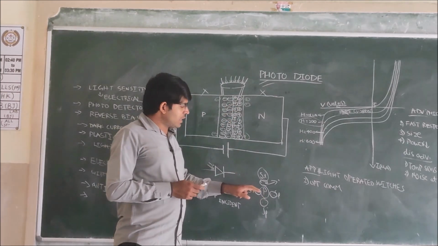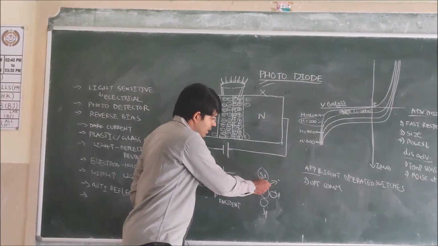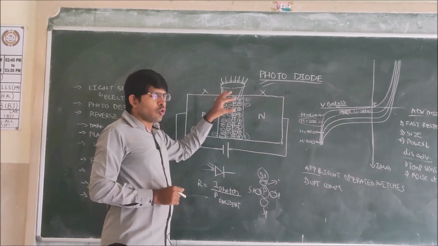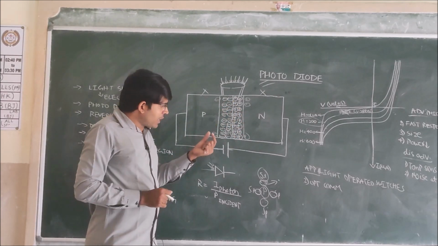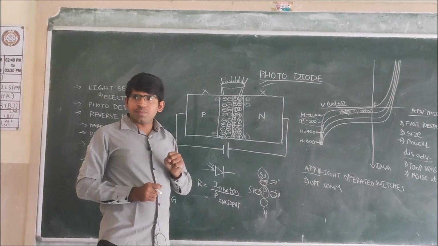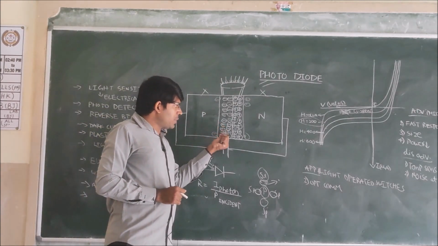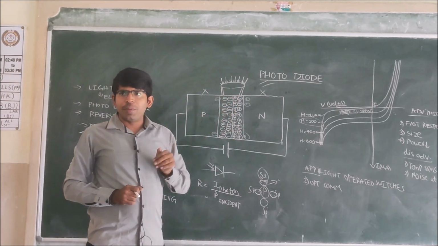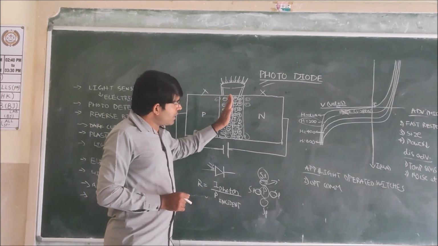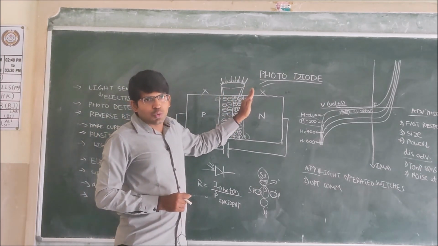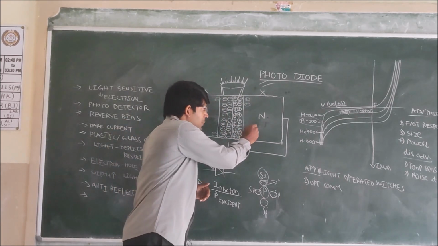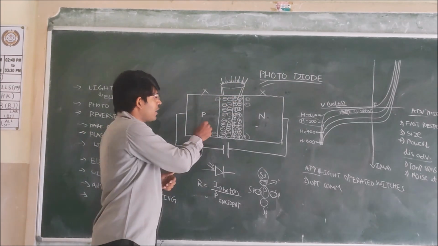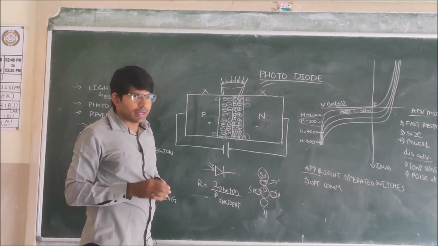For example, this is a phosphorus ion. The electron is coming out. Then electron hole pairs are formed here. Because the diode is connected in reverse bias, this side is acting like the negative terminal of the battery, and this side is acting like the positive terminal of the battery. The generated electrons will try to move towards the N-type semiconductor, and the generated holes will try to move towards the P-type semiconductor.